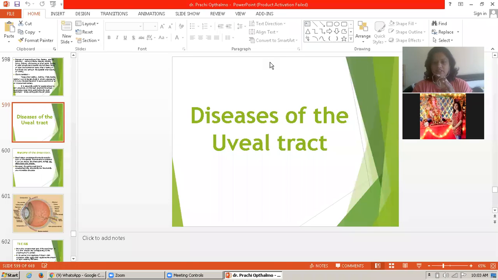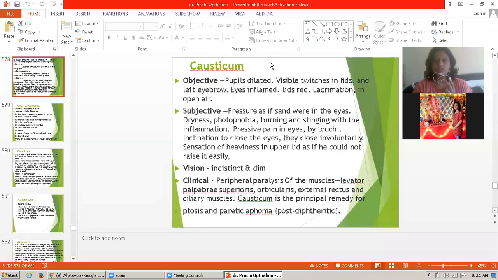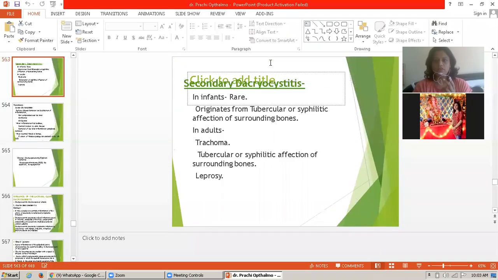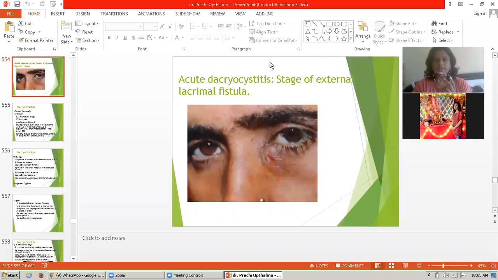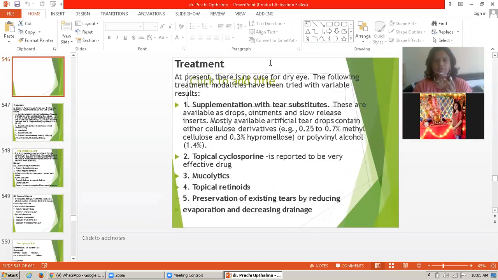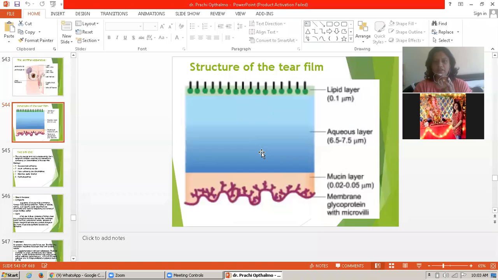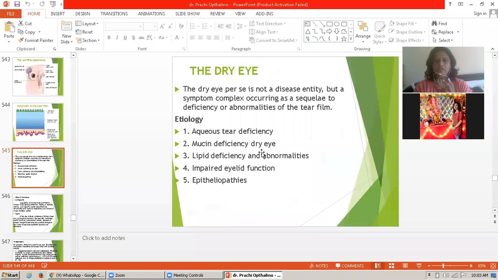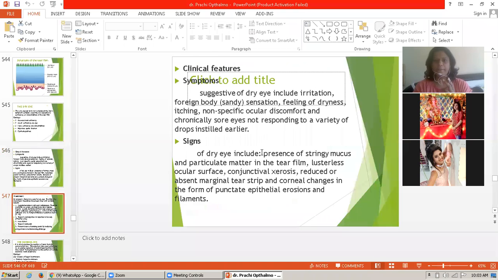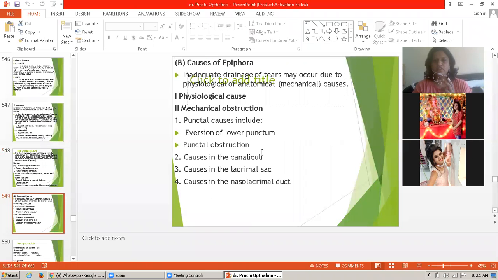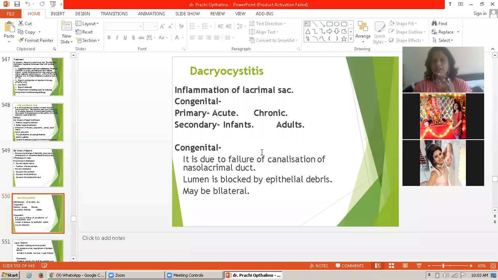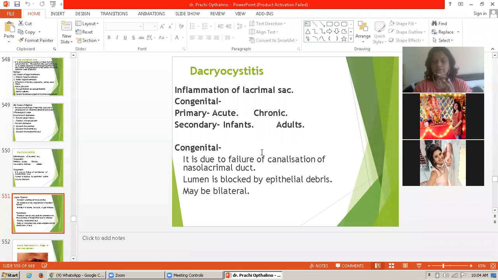In yesterday's lecture, we learned about the diseases of the lacrimal apparatus. In that, we studied many diseases of the lacrimal apparatus. Firstly, we saw the anatomical structure of the lacrimal apparatus, the structure of the tear film, then dry eye, then watering of the eye, and dacryocystitis with its types in detail.